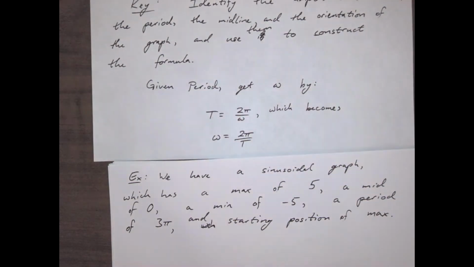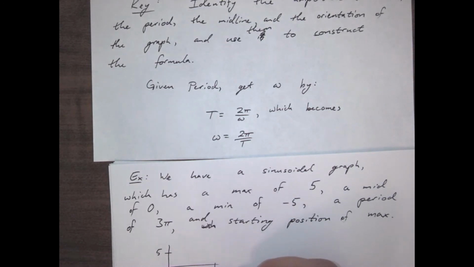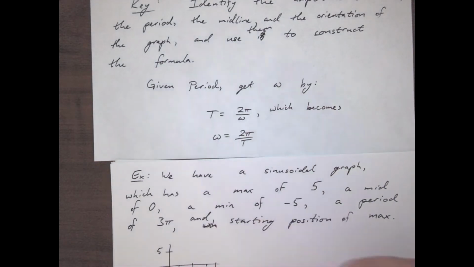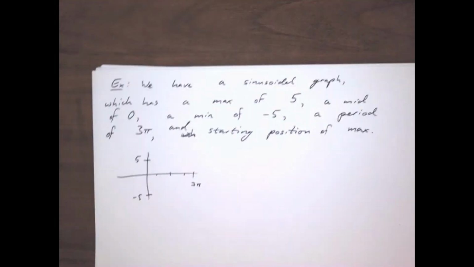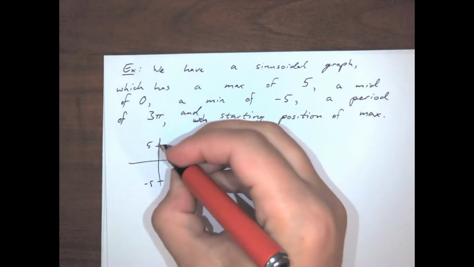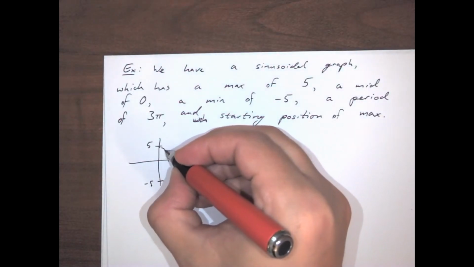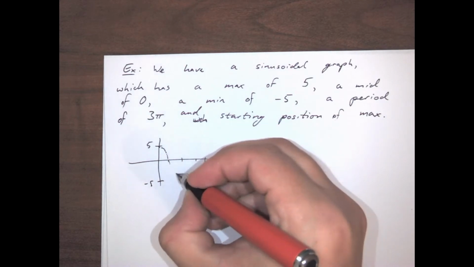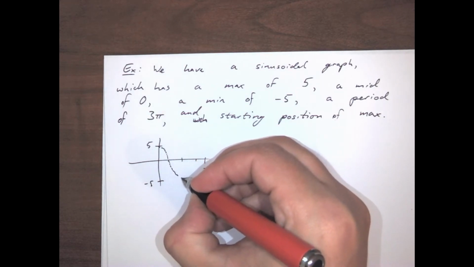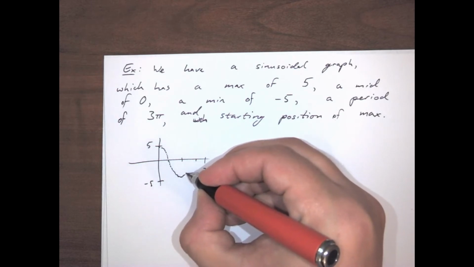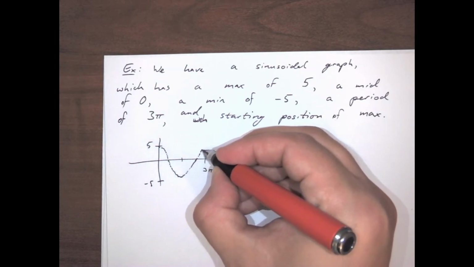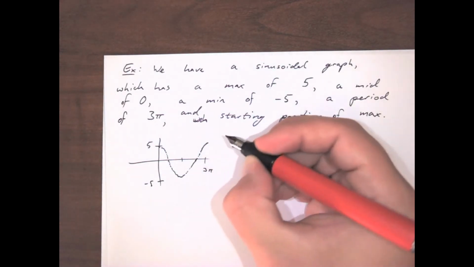max. So in other words, what we're talking about here is 5 is the maximum, -5 is the minimum, 3 pi is 1 full period. So then if we break it into quarter periods, those will be the key points. And it starts at the max, it says. So that means it'll be down to here, up to there, and back up at its maximum by the end of one period.